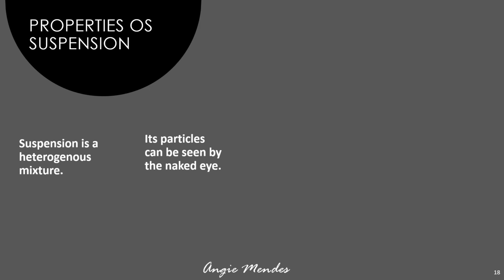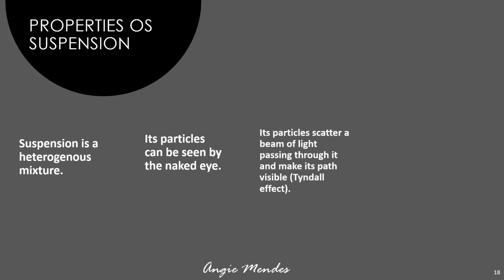Properties of suspensions. A suspension is a heterogeneous mixture and its particles can be seen by the naked eye. Particles in a suspension can scatter a beam of light passing through it and can make its path visible. This is known as the Tyndall effect.